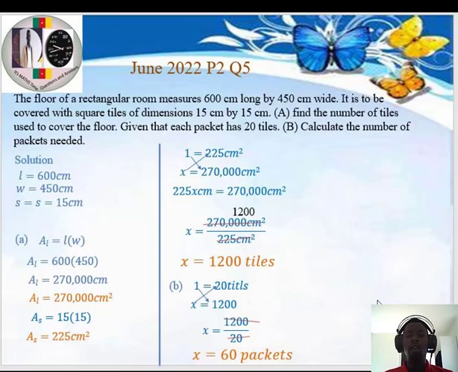The floor of a rectangular room measures 600 centimeters long by 450 centimeters wide. It is to be covered with square tiles of dimensions 15 centimeters by 15 centimeters. A. Find the number of tiles used to cover the floor. B. Given that each packet has 20 tiles, calculate the number of packets needed.